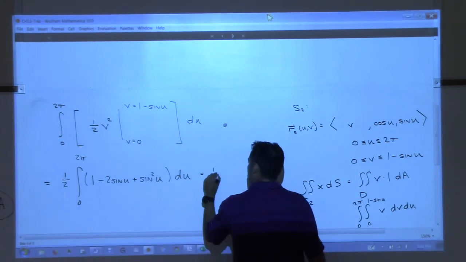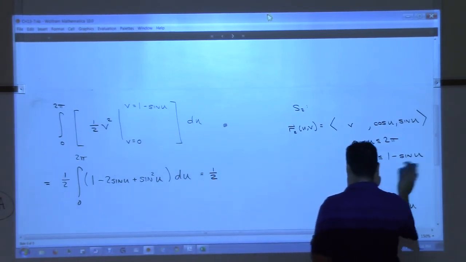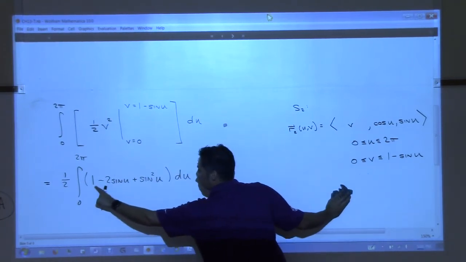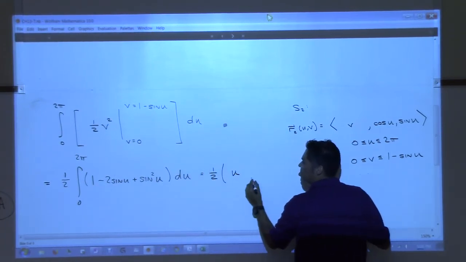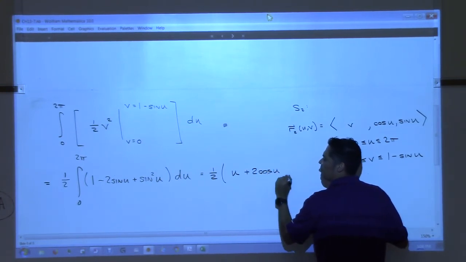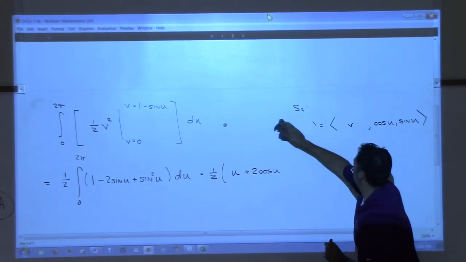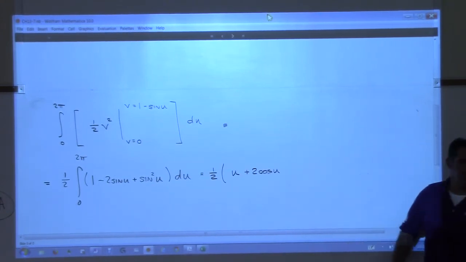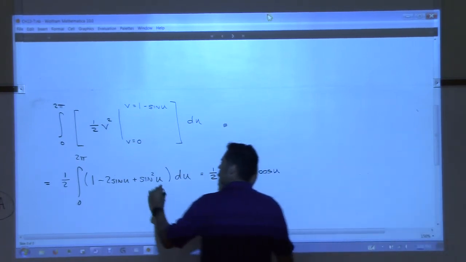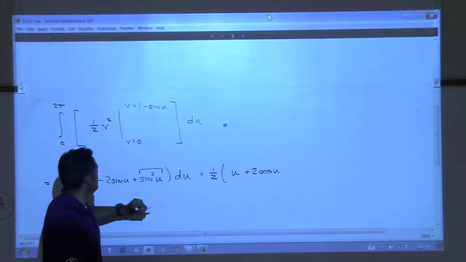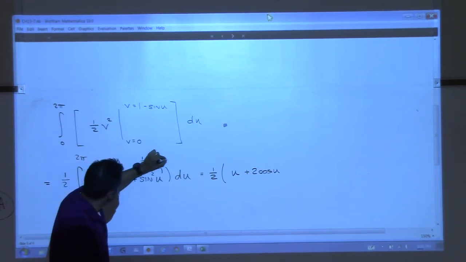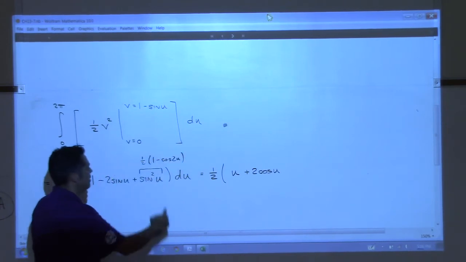Half antiderivative is what? U plus 2 cosine U. And then for sine squared, you'd probably want to do a half angle or power reducing, right? For this, you probably want to turn that into 1/2 (1 minus cosine 2U). If that's what you want to do here.